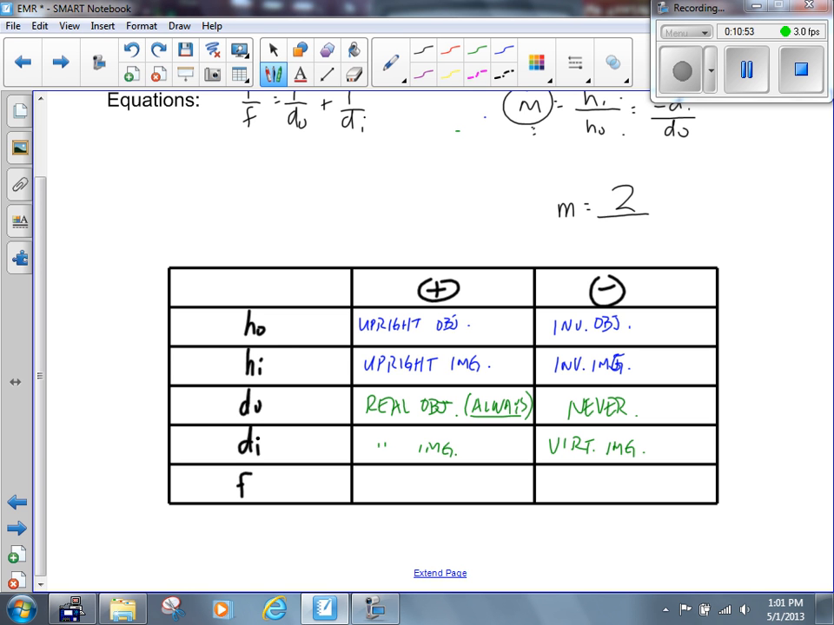When is F positive? When you have a real focal point, and it's negative when you have a virtual focal point. Can anybody tell me when you have a real focal point, though? We draw ray diagrams. We can see whether it's a real or virtual image. How do we tell whether it's a real or virtual focal point? Might seem a little bit trickier, but it's actually easier. You always have a real focal point if what?